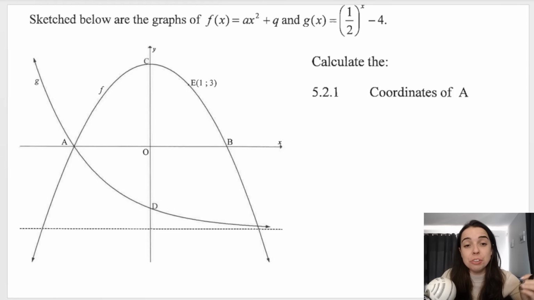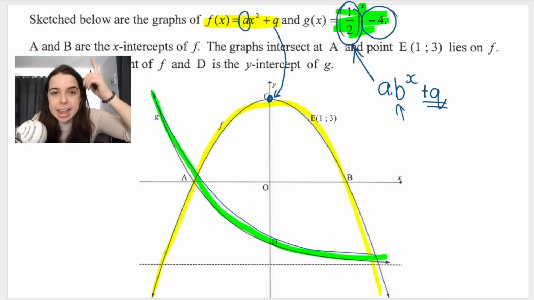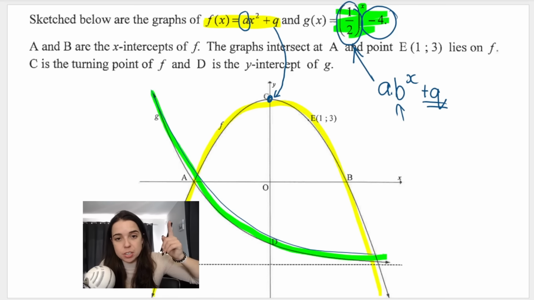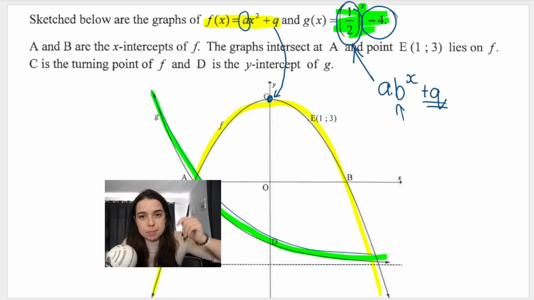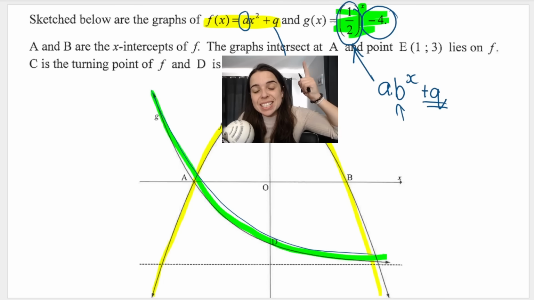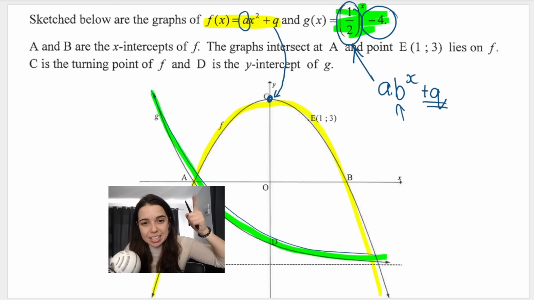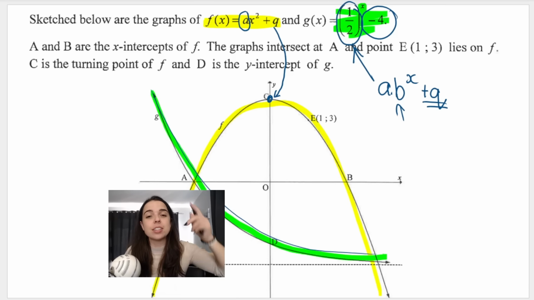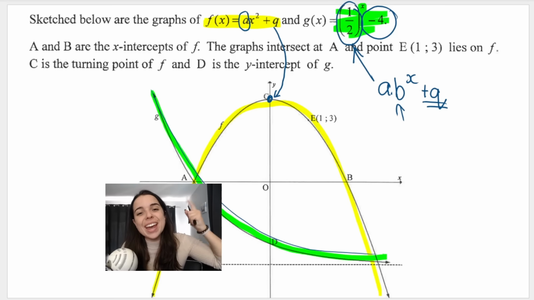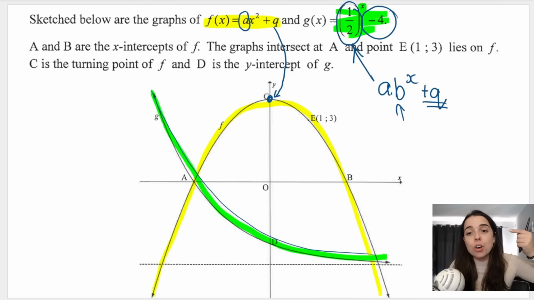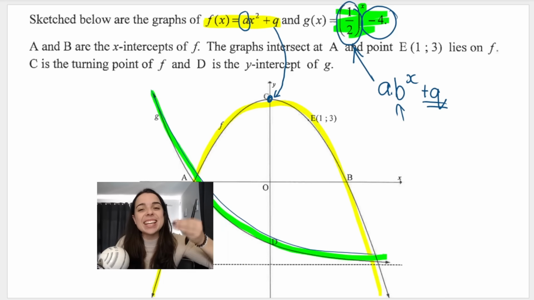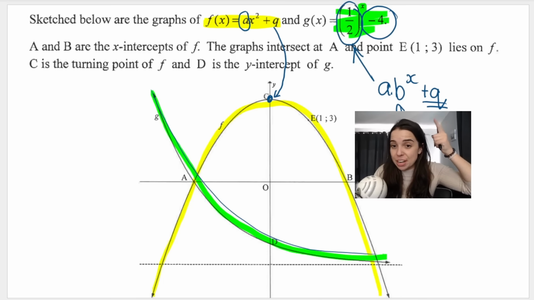Now, if you read the story, they tell me that A and B are the x-intercepts of f, which is the parabola. You can see it's where the parabola cuts the x-axis. They also say the graphs intersect, which means the two graphs cut at A. We can also see that A is actually the x-intercept of g, the x-intercept of my exponential graph.